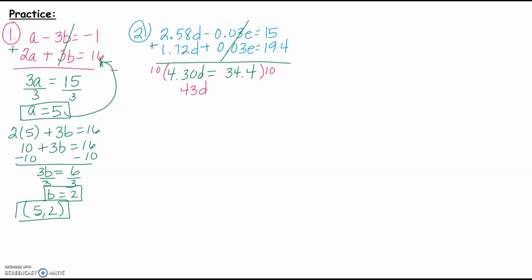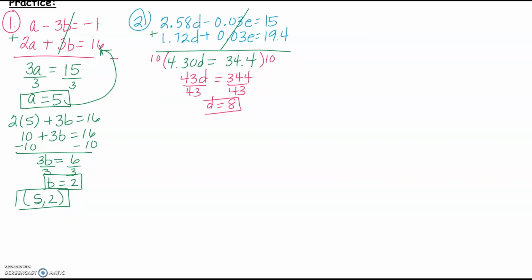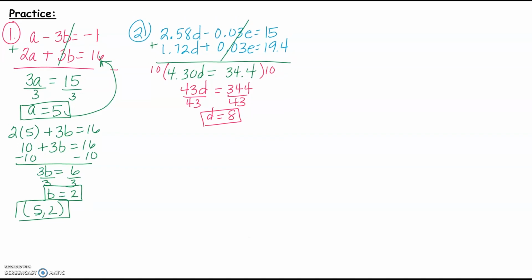It's going to move one place over. D equals 344. Divide by 43, and I know that 43 goes in evenly 8 times to 344. So now I'm going to plug it back in. I'm choosing the second equation again. You can choose whichever one you want.